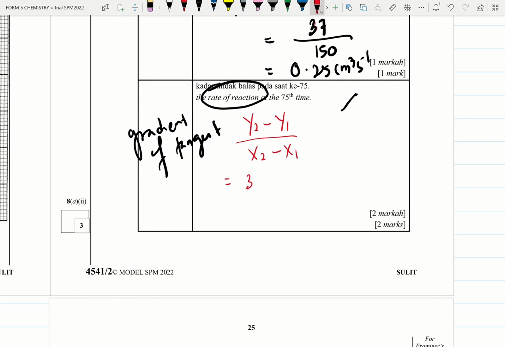So my y2 is 39 minus 24, divided by 117 minus 33. Right, so the answer will be 0.179 cm³ per second.